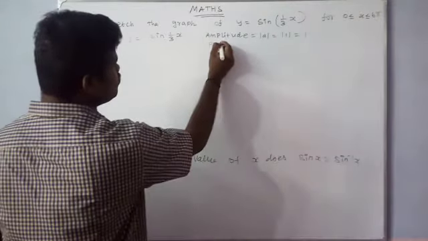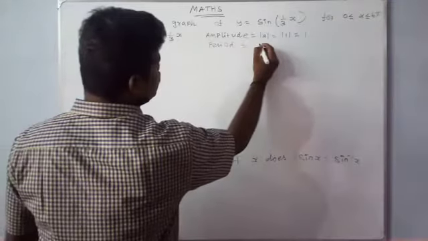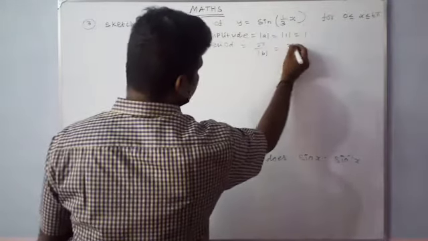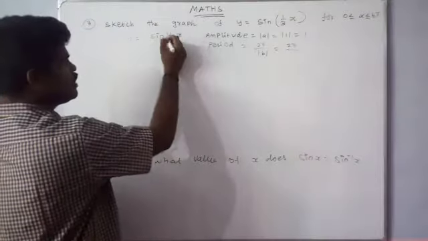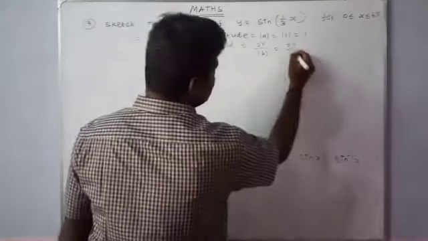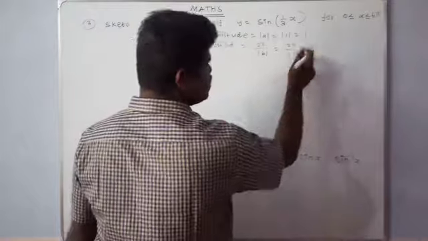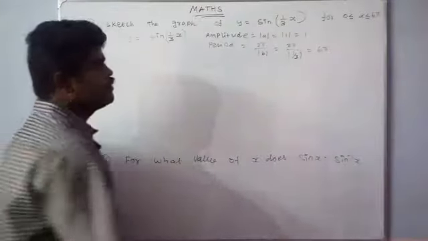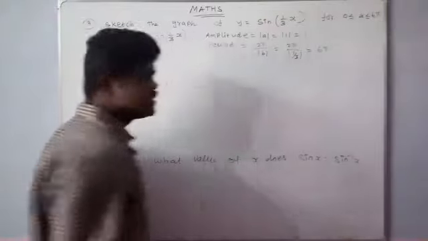Comma, period. Period is equal to what? 2 pi by modulus B. Now 2 pi by the modulus B, what is it? 1 by 3, modulus 1 by 3. So the 3 goes to the numerator. The value is 6 pi. And we want to find the values from 0 to 6 pi.